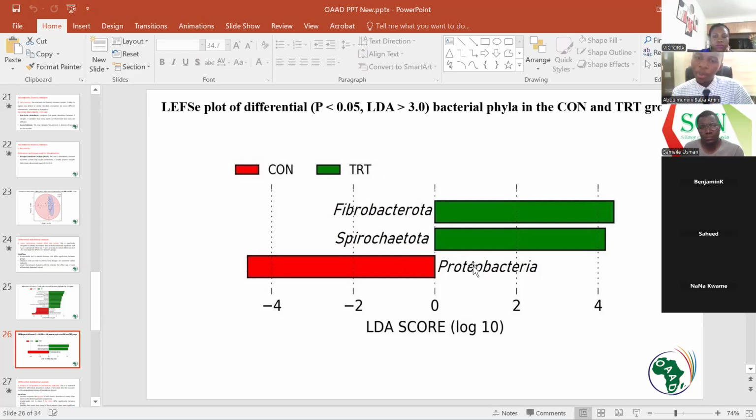Yes, so it depends on interpretation. If you say the proteobacteria are higher in the CON group, I can decide to interpret it as they are lower in the TRT group. Are we on the same page? Yes. Just to be clear, what I understood from Said's question was that the projection depicts abundance relative to the other group, not necessarily just one group. Yes, what is the comparison? Okay. Thank you.